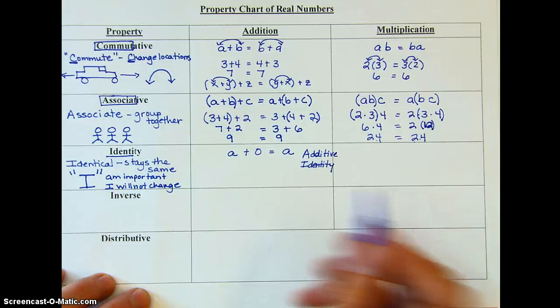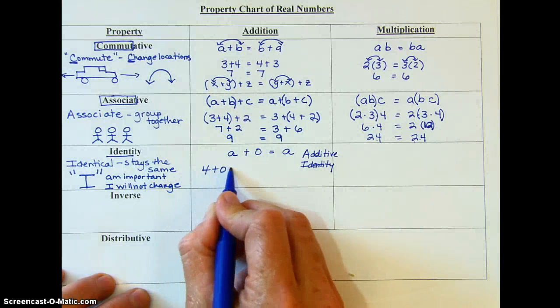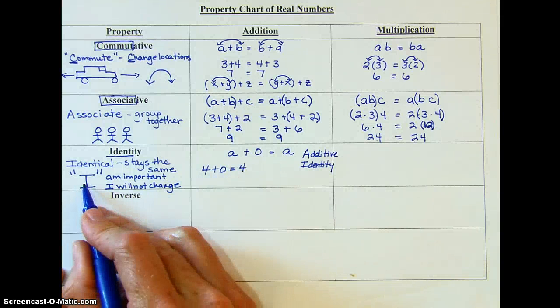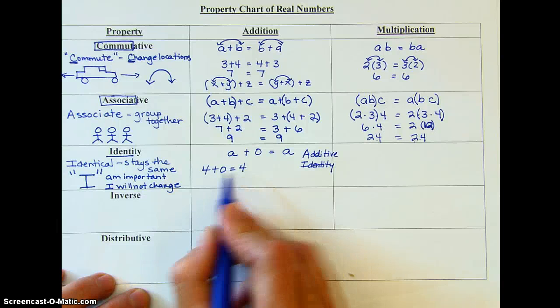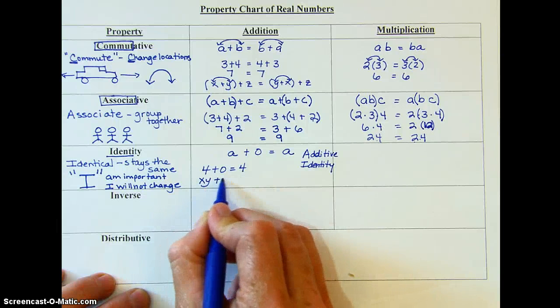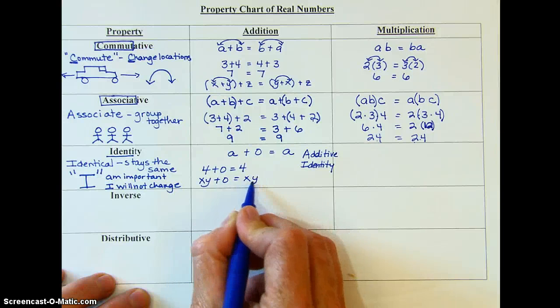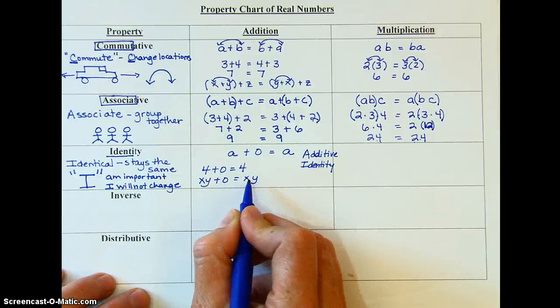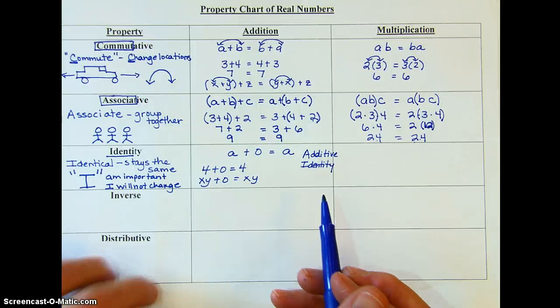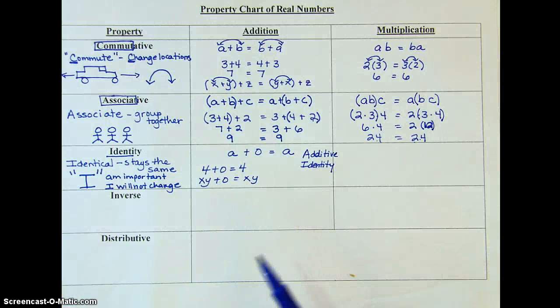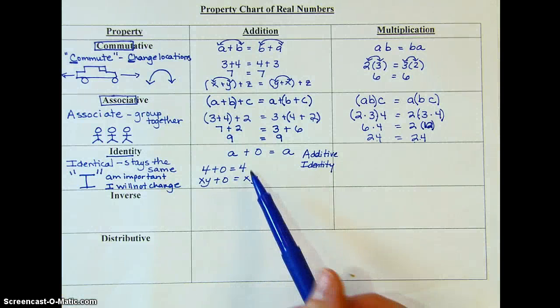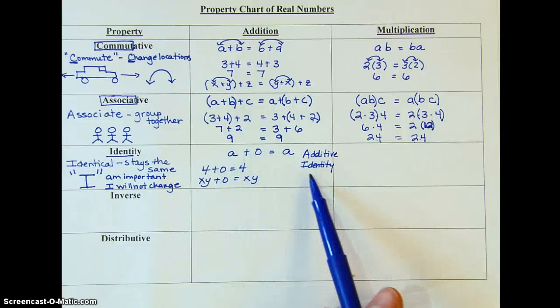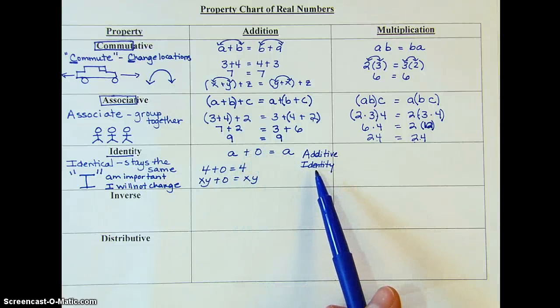So you want to remember that it is the additive identity. So think of it this way. 4 plus 0 is 4. I did not change. XY plus 0 is XY. I did not change. So anytime you add something to something and you get the same thing back, that would be adding 0, and that is the additive identity.